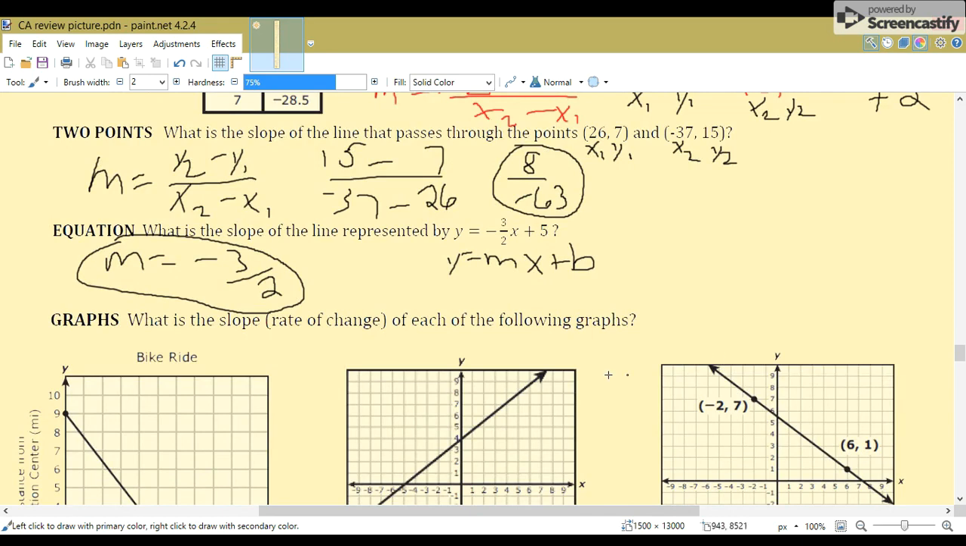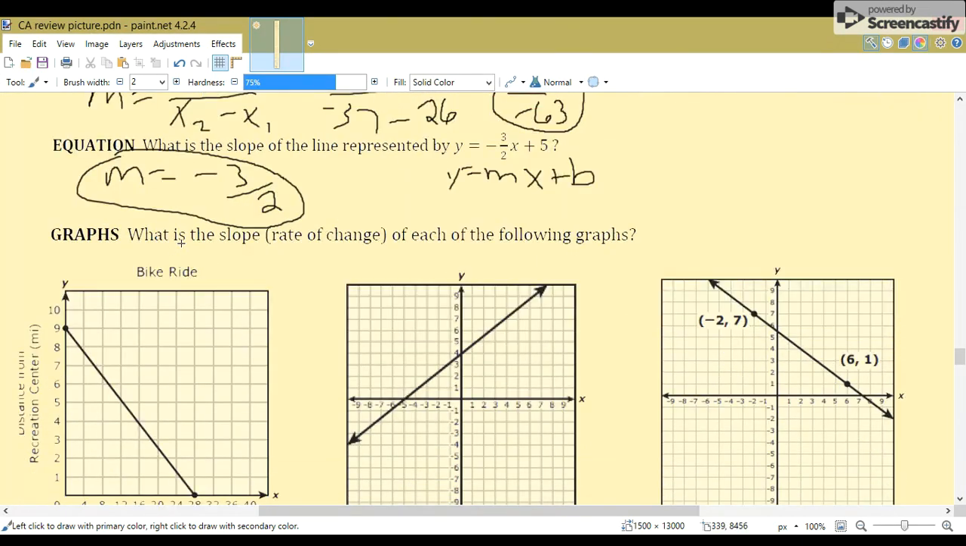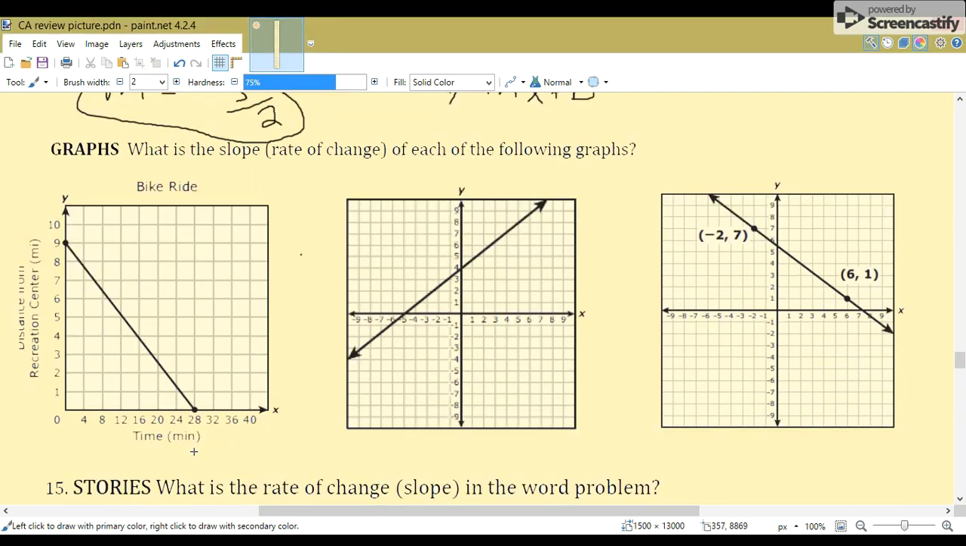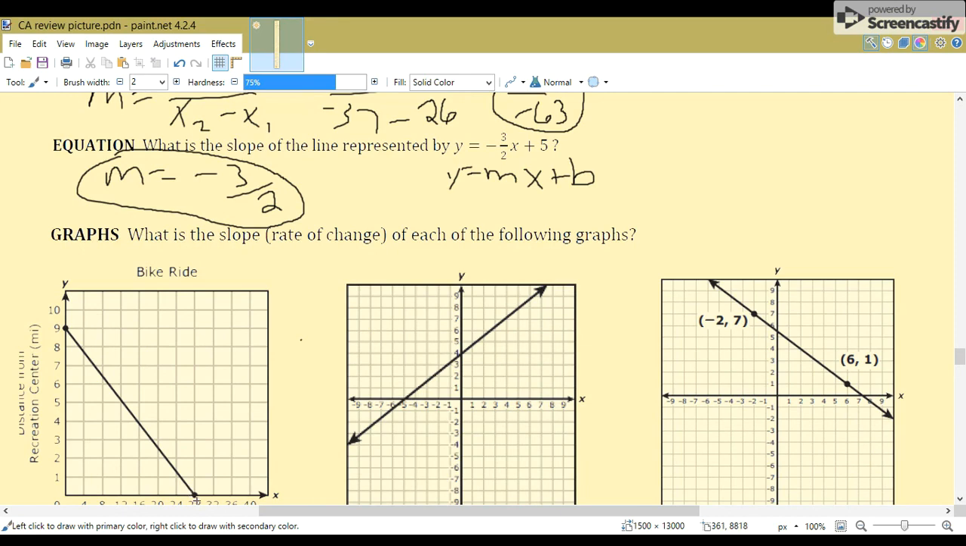Let's look at the graphs. Slopes of the graphs. What is the slope, rate of change, of each of the following graphs? Let's look at the first one. We want to go over lattice points. That's where the grid lines intersect. This is a lattice point. This is not a lattice point. That's not a lattice point. Here's one. And there's one right there.